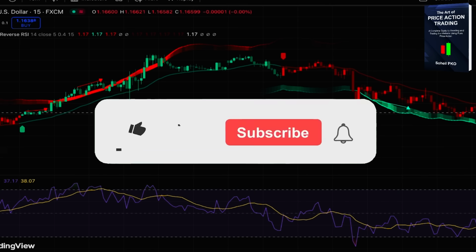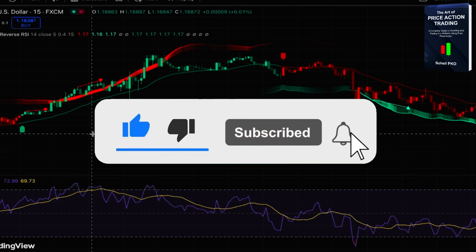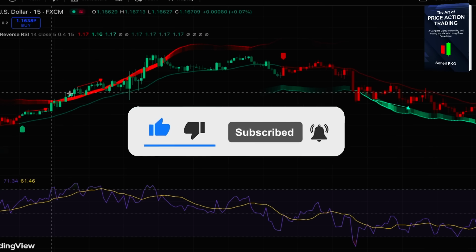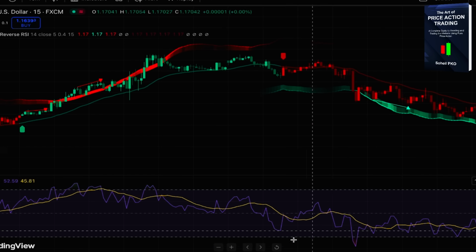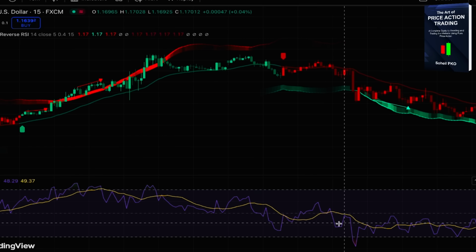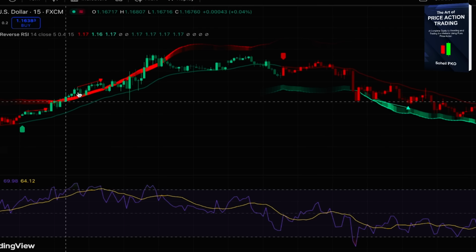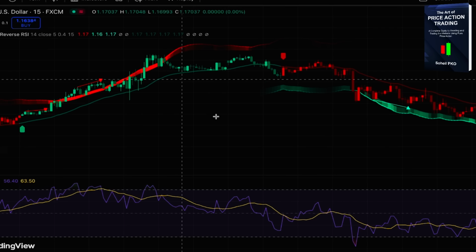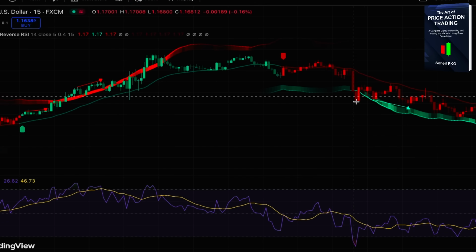Later, I will teach you a trading strategy based on these signals, so make sure you watch this video until the end. About this red ribbon and green ribbon, they are equivalent of 70 and 30 in RSI, which is used for identifying overbought and oversold condition in the market. In a similar behavior, when RSI line goes above 70, here the price goes above the red ribbon, and when RSI line goes below 30, here the price goes below the green ribbon.